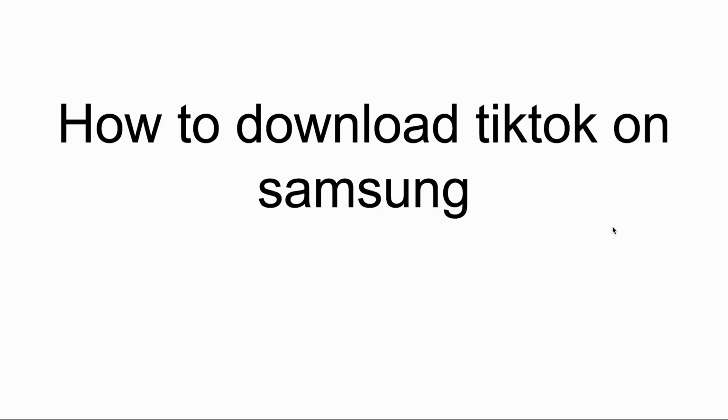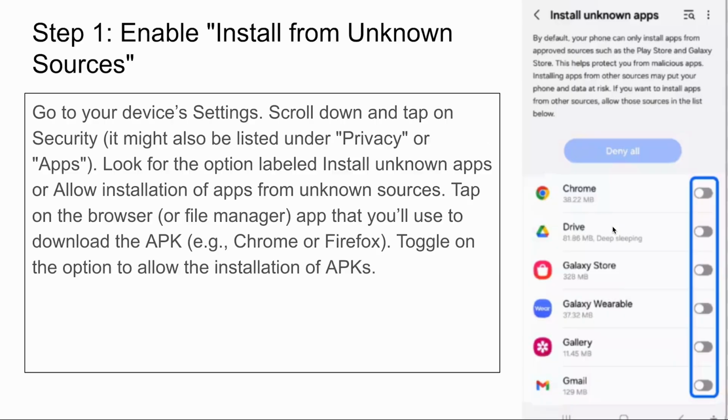In today's video, I'm going to be showing you how to download TikTok on Samsung, even after the ban in USA. So you first go to your device's settings, scroll down and tap on security. It might also be listed under privacy or apps. So look for the option enabled install unknown apps or allow installation of apps from unknown sources. So it should look like this right here.